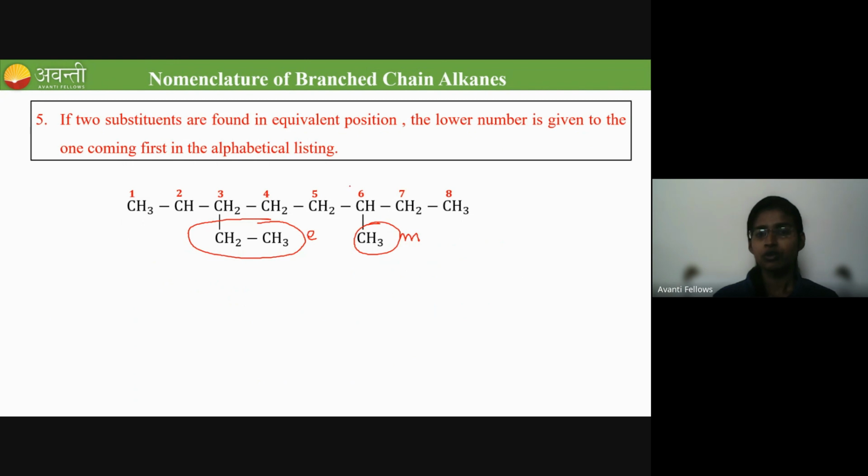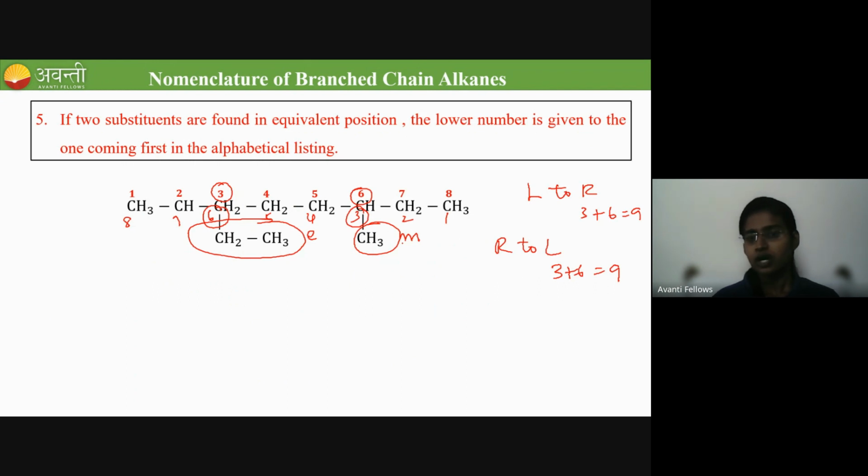If I go for left to right numbering, I am getting 3 and 6. 3 plus 6 is equal to 9. If I go for right to left numbering, 1, 2, 3, 4, 5, 6, 7, 8, methyl is taking 3 and ethyl is taking 6. So again 3 plus 6, we are getting 9. So two substituents are found in equivalent position. So now what do I have to do? The lower number should be given to the one which is coming first.